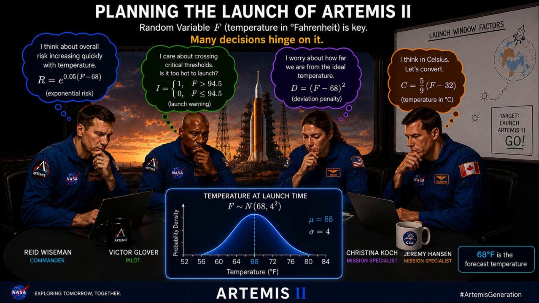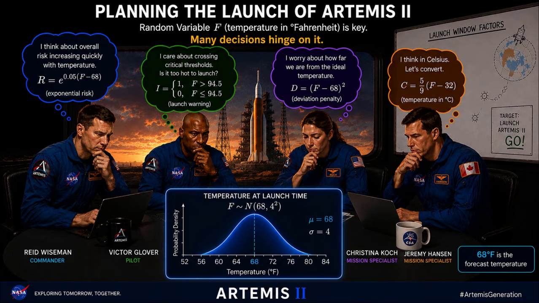So we'll briefly go back in time, exactly 24 hours before liftoff, and put ourselves in the shoes of the 4 astronauts, who naturally love probability and want to think probabilistically about a few matters of great importance to the Artemis 2 mission. The temperature at launch time is a random variable which we called f here, and suppose that as of 24 hours before launch, our forecast is that our random variable f will be normally distributed with a mean of 68 and a variance of 16. So f is our key random variable here.